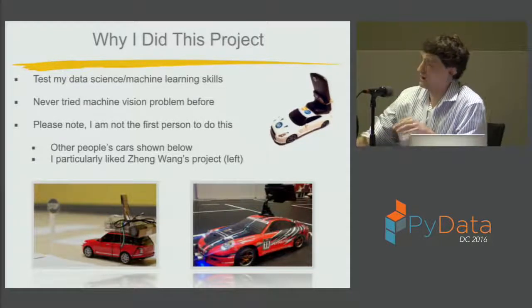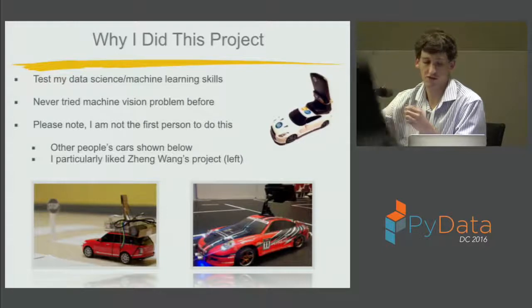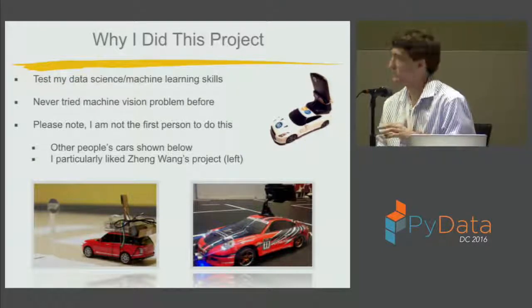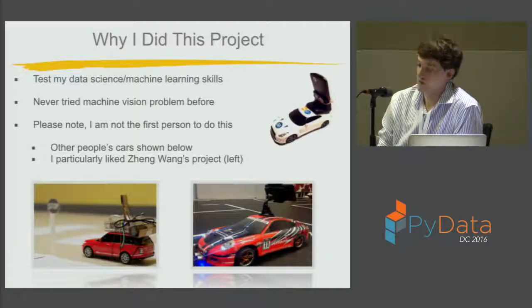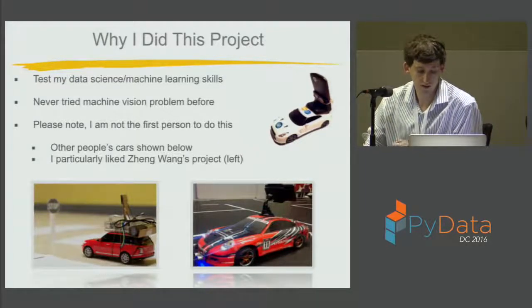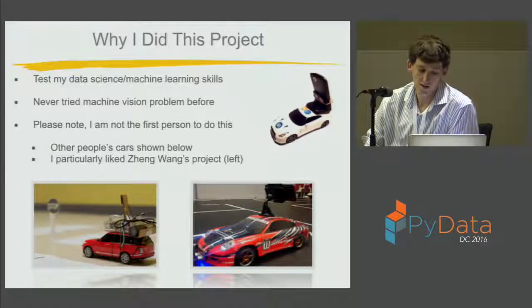Okay, another thing I want to note is I'm not actually the first person to build their own self-driving car or their own self-driving remote control car. There are plenty of other examples of people doing this if you just do a quick Google search. In particular, the examples that I really liked are this one to the left, by Zhang Wang, this red SUV kind of thing here. He has some really good work.